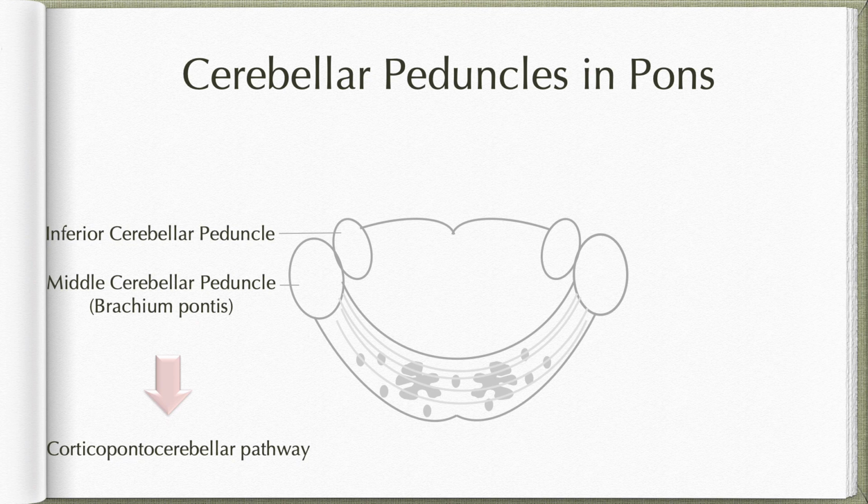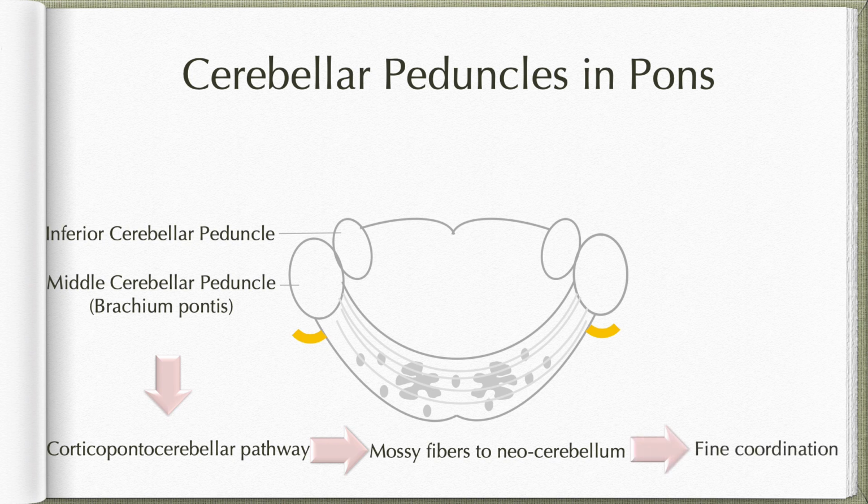So what is the surface landmark for the middle cerebellar peduncles? It's the exit point of the trigeminal nerves. So whatever fiber bundles you're seeing lateral to the exit of the trigeminal nerves, that is what we call the middle cerebellar peduncles. The fibers in the middle cerebellar peduncles project to the neocerebellum as mossy fibers, and they are concerned with fine coordination of the movements.